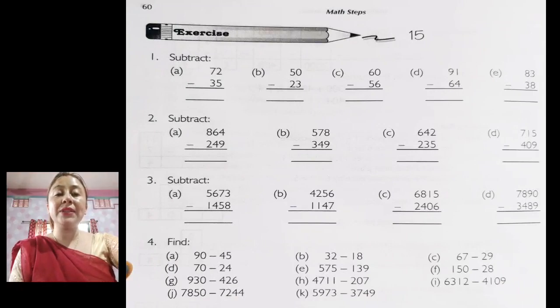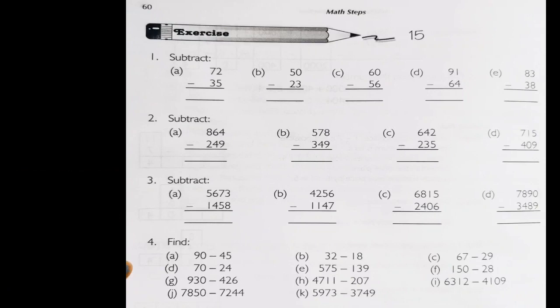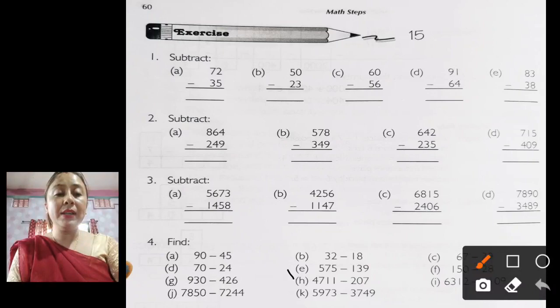Okay, this is exercise 15. 1, 2, 3, 4, children. We will do 4 as your home assignment. You can at least do 4 till number E. A1 ABC I will solve for you. D and E will be your homework.